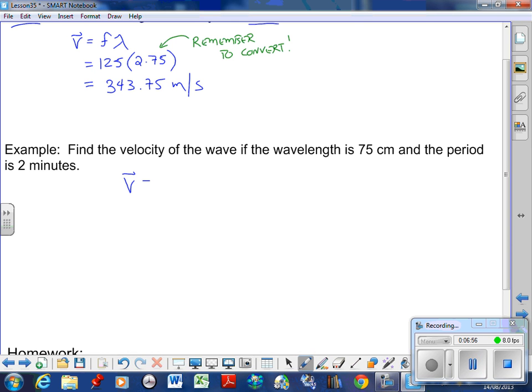So using the appropriate formula, we can use this one. So we're looking for velocity. Wavelength is 75 centimeters. We need to use 0.75. And 2 minutes is not SI, so we got to multiply that by 60 in the denominator. So now we're all set to do the calculation. We end up with 6.25 times 10 to the -3 meters per second, so a very slow wavelength, or very slow velocity.